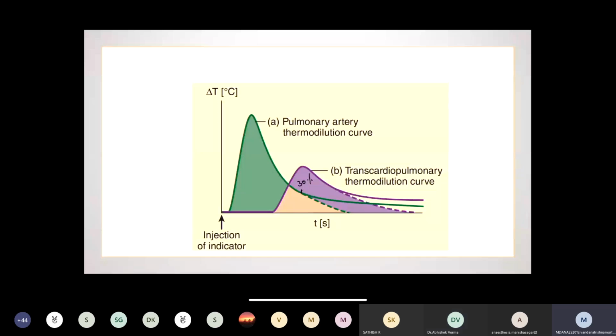In this, the curve will never touch the baseline. This is due to recirculation of the indicator. For the accurate measurement of cardiac output, we will do the extrapolation of the curve.